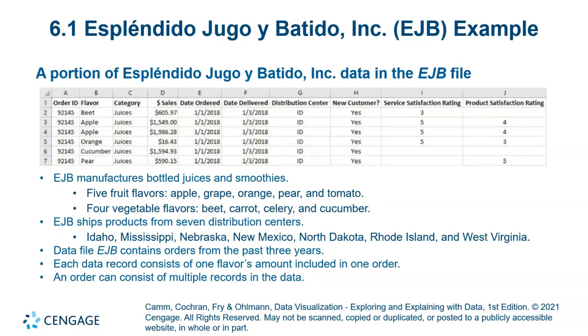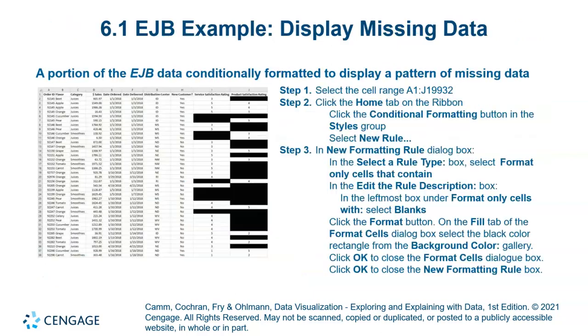Here is an example of wide data, which is like smoothie data, and in this one you have order ID, flavor, category, sales, date of order, date delivered, distribution center, new customer if you have it, satisfaction level, and product rating. Here you can find the frequencies of how many kinds of fruits we have, how many kinds of vegetables we have, and what the distribution centers are.